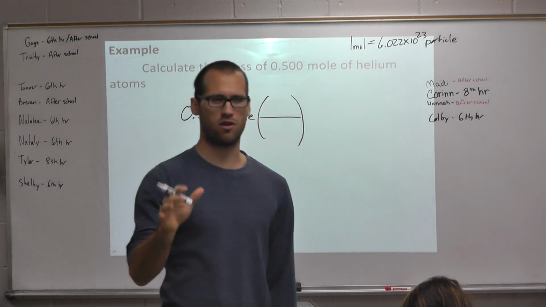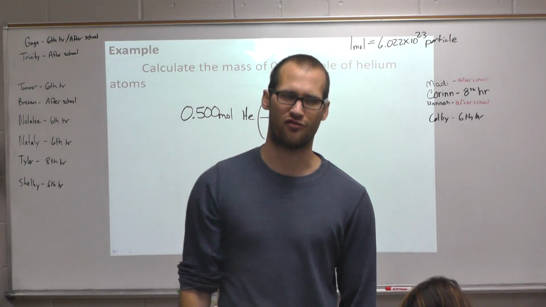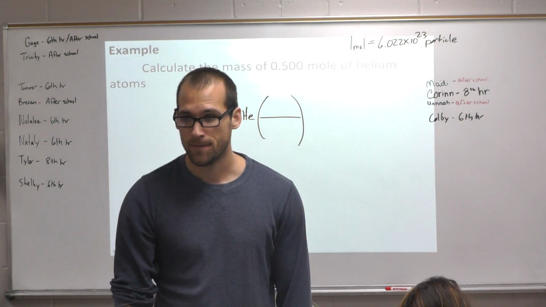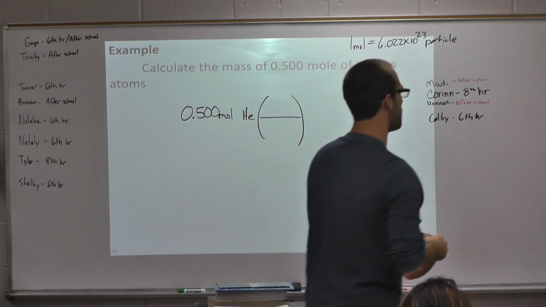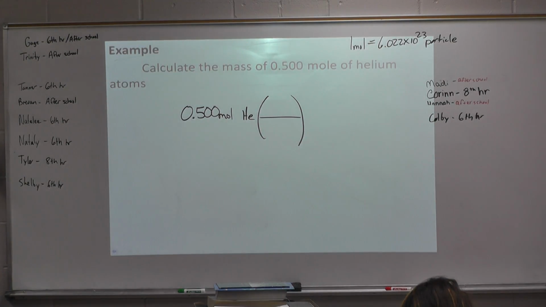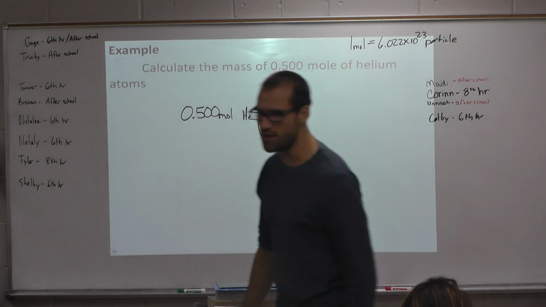And where will you look every single time when I ask you to find molar mass? A periodic table. These numbers on the left here are your molar masses. If I have a mole of any of these things, this is what they weigh. This is what their mass is. Everyone see it? So whenever I ask you to find molar mass, where should you look?